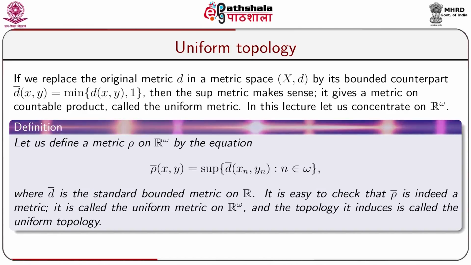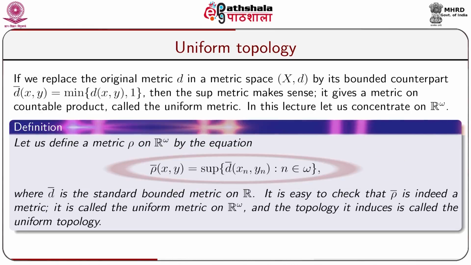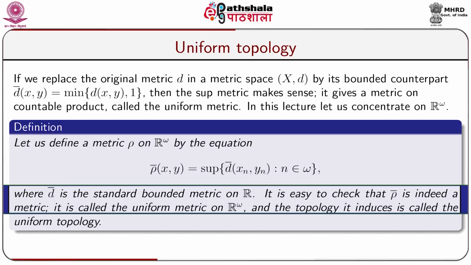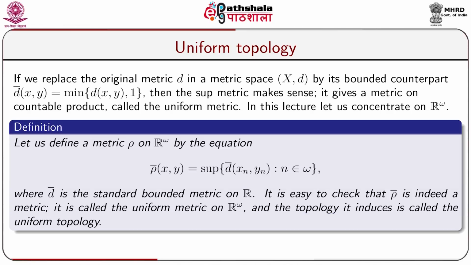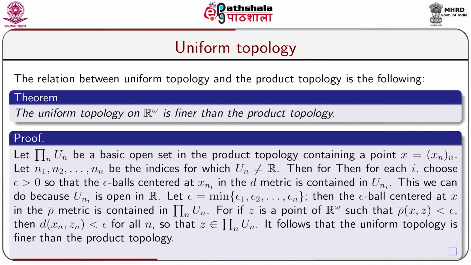Now let us define a metric rho bar on R^omega by the formula rho bar(x, y) equal to the supremum of d bar(x_n, y_n) such that n belongs to omega, where d is the standard bounded metric on R. It is easy to check that rho bar is indeed a metric. It is called the uniform metric on R^omega, and the topology it induces is called the uniform topology. The uniform topology on R^omega is in fact finer than the product topology.